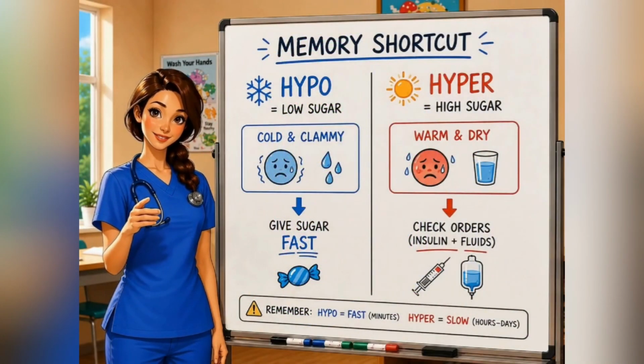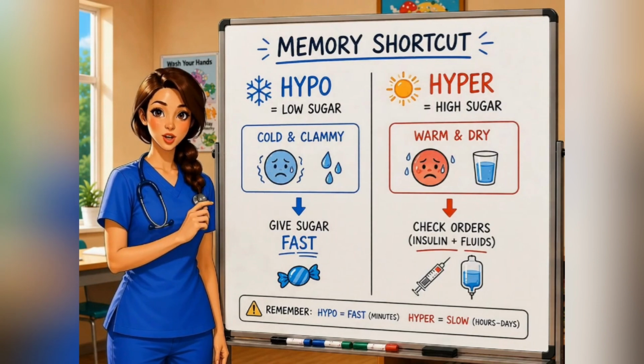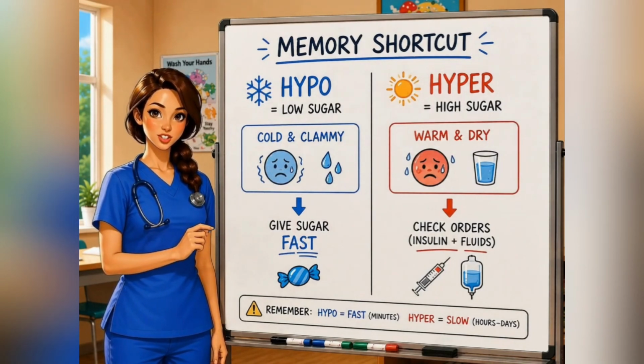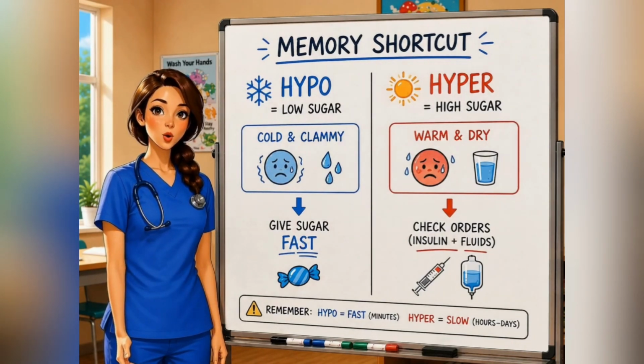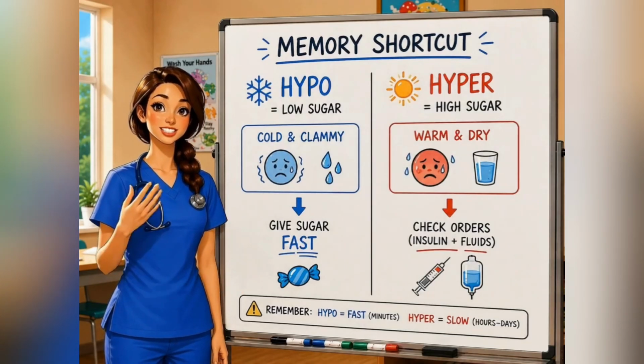Okay, you saw it. Now let's lock it in. Here are the differences that will actually show up on your NCLEX. Skin is your first clue. Hypoglycemia, cold and clammy. Why? Because adrenaline kicks in when your sugar drops, causing sweating.